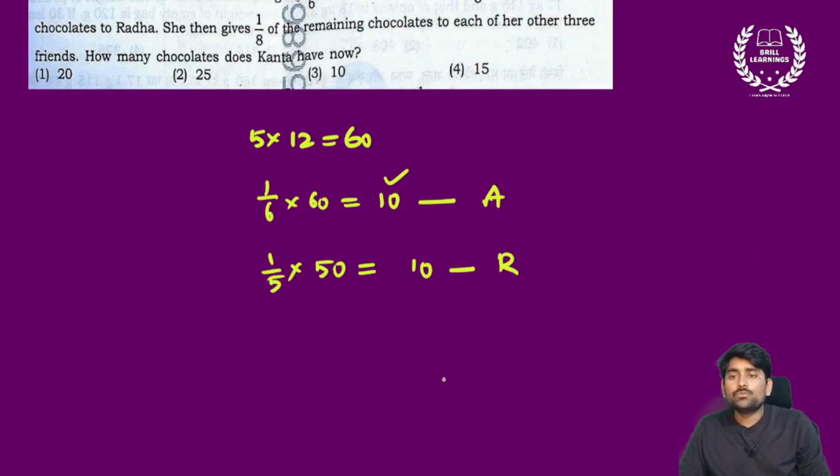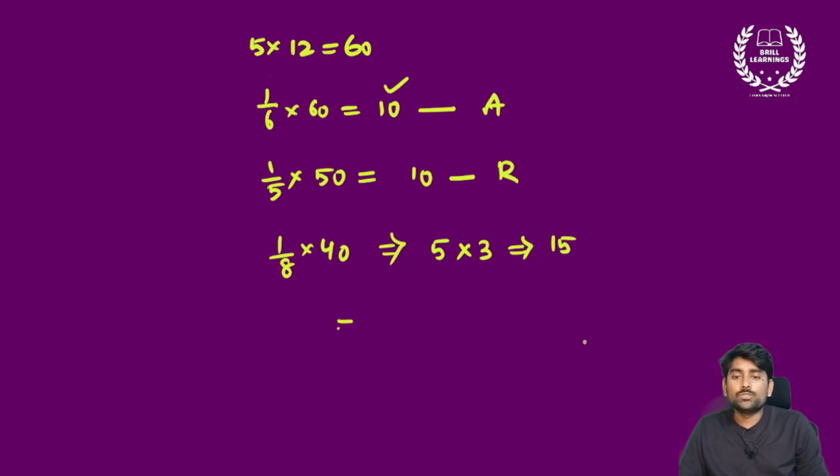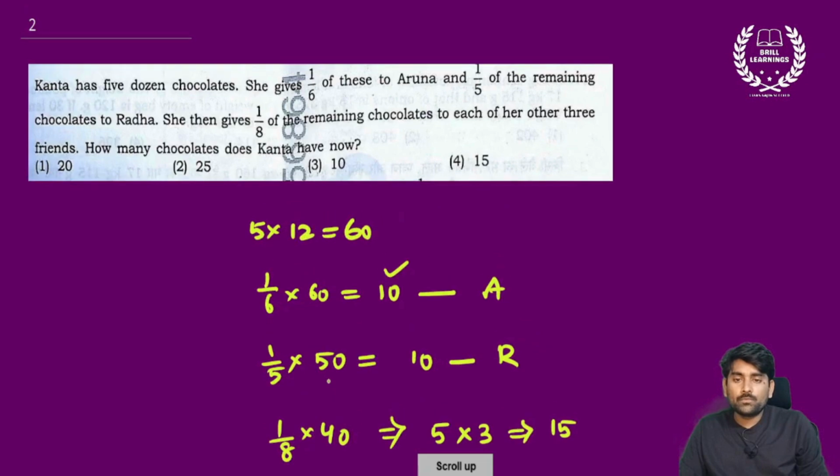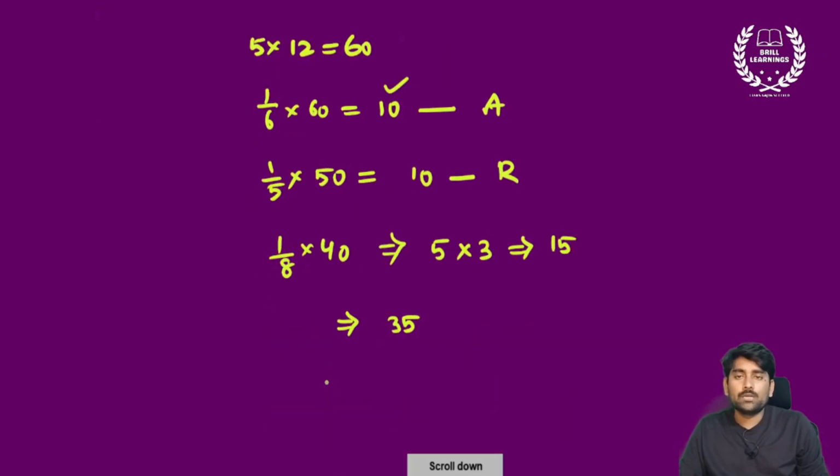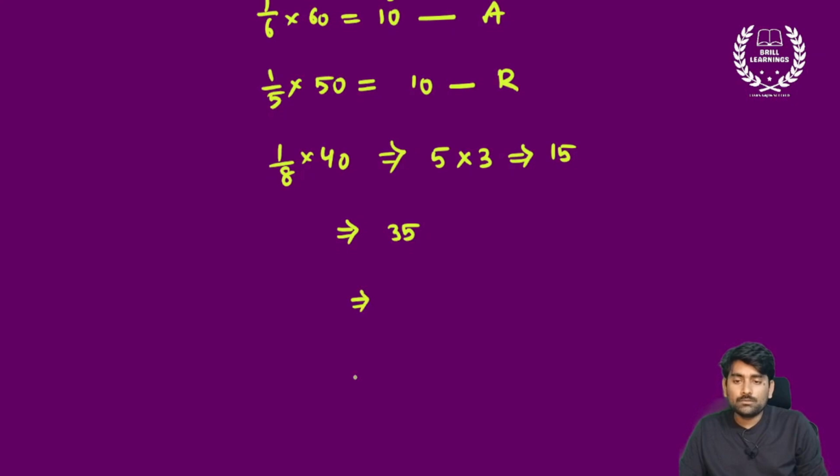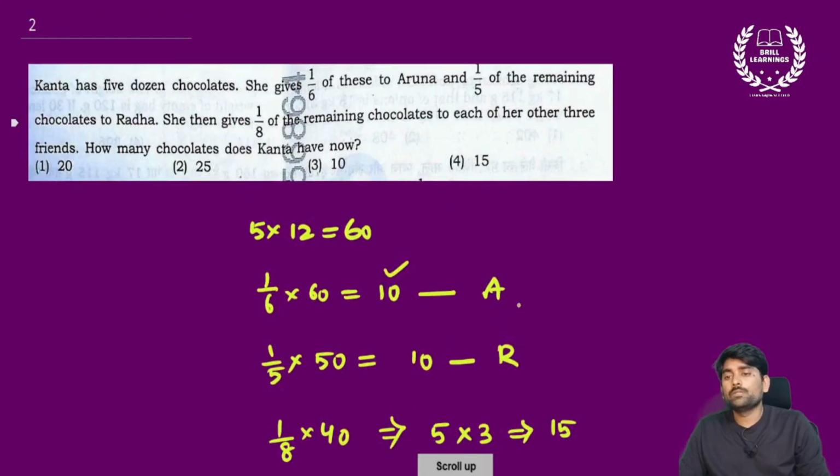Now she then gives 1/8 of the remaining chocolates to each of her other 3 friends. What are the remaining chocolates? 40 only. Out of this 40, 1/8 of the 40, which is 5, to 3 friends. That means 15 chocolates here. Okay. Total she has distributed 35 chocolates to her friends. So finally what they are asking, how many chocolates does Ananta have? That means 60 minus 35, which is equal to 25 chocolates. So second one is the right answer here. Let's move to the next question.